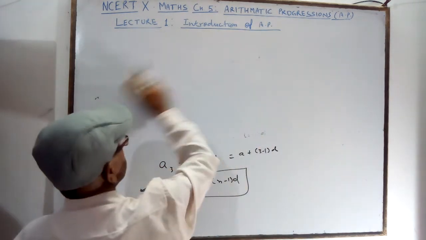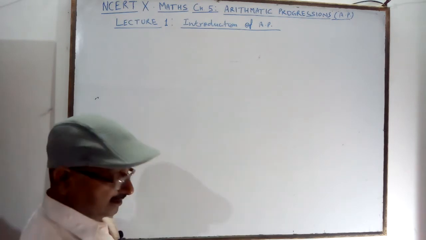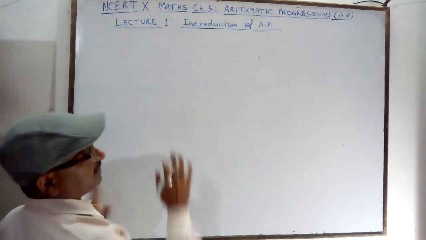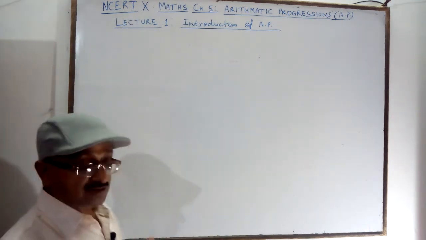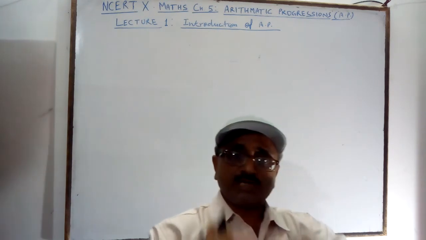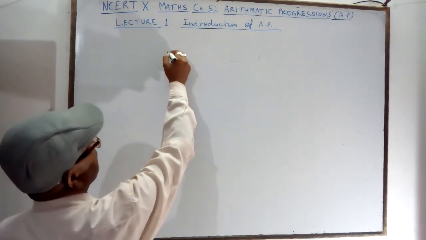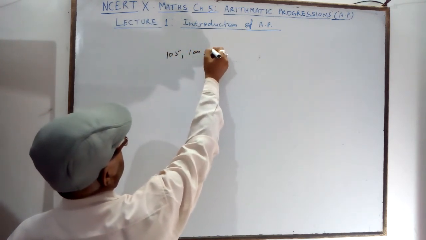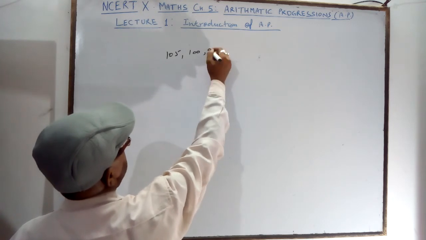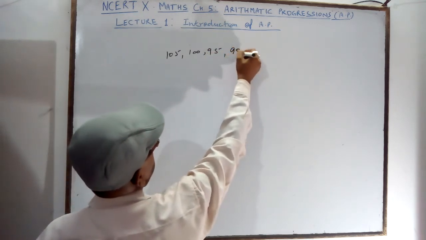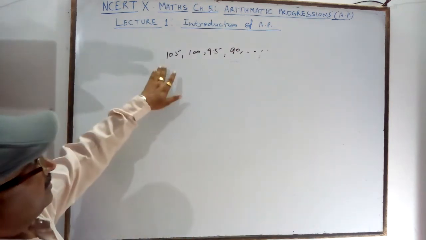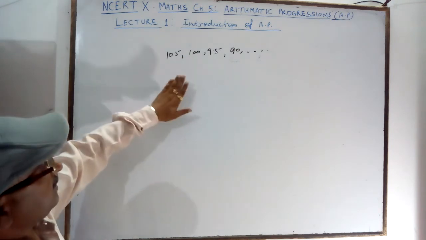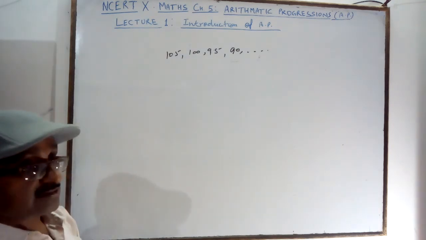Sometimes it looks like an AP but it is not an AP, so check whether it is an AP or not. This was the introductory lecture, that's why I am explaining in a very simple way. How will you know it is an AP? Suppose the numbers given are 105, 100, 95, 90 up to. Check whether it is an AP or not. If it is an AP, then find the next two terms.